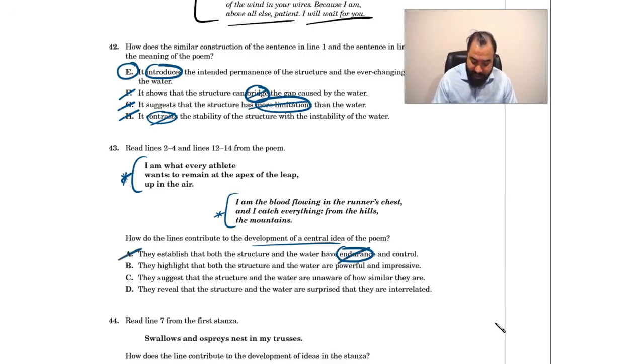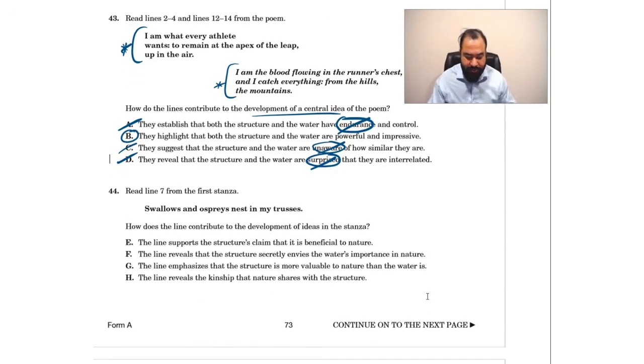B says they highlight that both the structure and the water are powerful and impressive. Maybe. C says they suggest that the structure and the water are not unaware of anything. D says they reveal that the structure and the water are surprised. They weren't surprised by anything, so C and D are out. So B. You see, the keywords help me remove the options. That works with every option. There is at least one word that is wrong and that is violating the option.